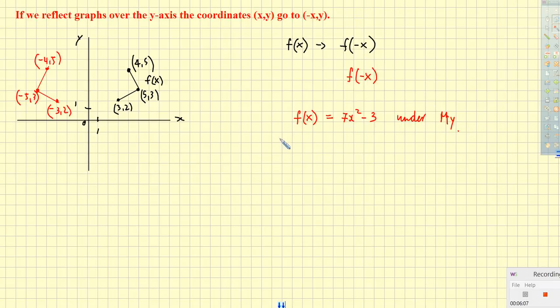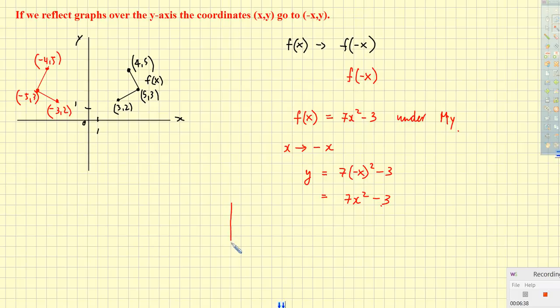Then what that means is wherever I have an x, I will replace it with negative x. So y will equal 7 times negative x all squared minus 3, and that's going to give me, lo and behold, 7x squared minus 3, which is exactly the same graph I had above. Now, why does that happen?